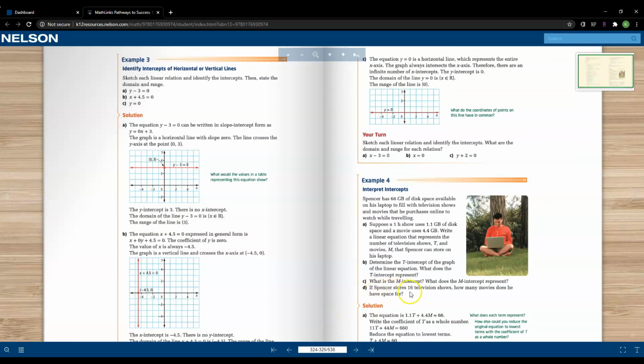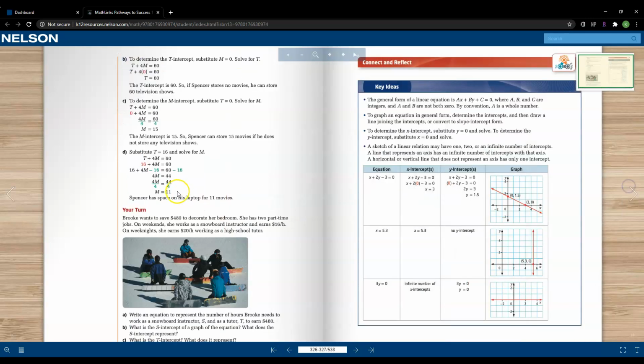Okay, last little bit. If Spencer stores 16 television shows, how many movies does he have space for? Okay, so now instead of plugging in a 0, the intercept, you just plug in 16 for T, and then you solve for the M to find the movies, right? So that's what we're doing. You get our equation that we simplified to, okay? And if you didn't simplify it, it's just going to be a little bit more work. That's why you do simplify it.